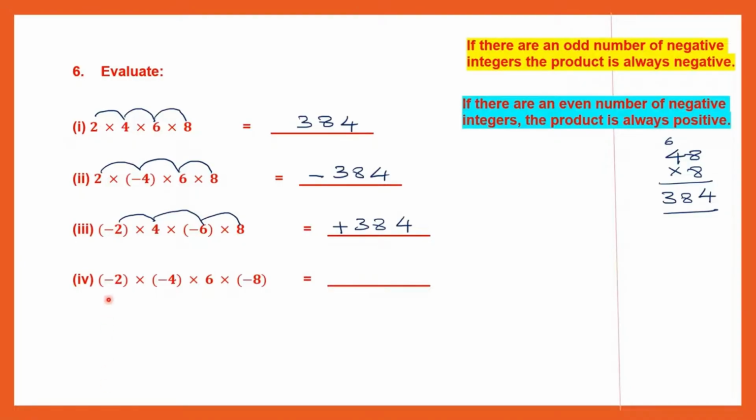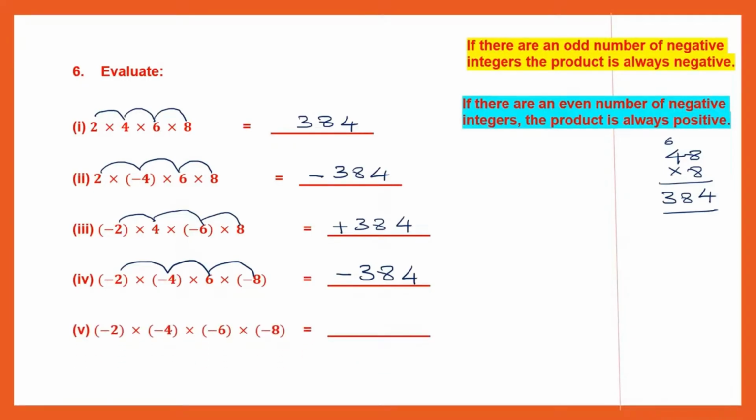Next one, here we have 1, 2, 3 negative integers. Look out only for the negative integers. We have 3 and 3 is an odd number. So the answer will be negative. Then you multiply. 2 4s are 8, 8 6s are 48, 48 into 8 is 384.